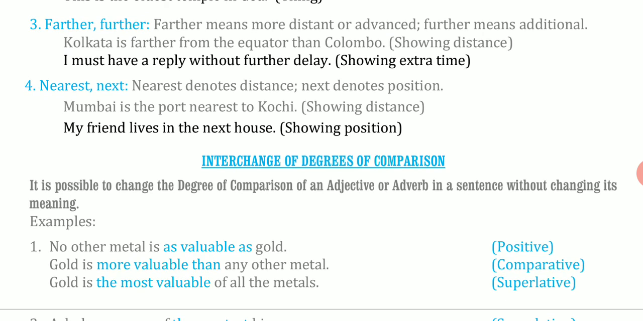Farther and further. Farther means more distant or advanced. Further means additional. Kolkata is farther from the equator than Colombo, showing distance. I must have a reply without further delay. Further means showing extra time. Nearest, next. Nearest denotes distance. Next denotes position. Mumbai is the port nearest to Kochi, showing distance. My friend lives in the next house, showing position.